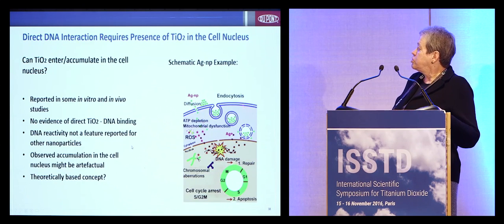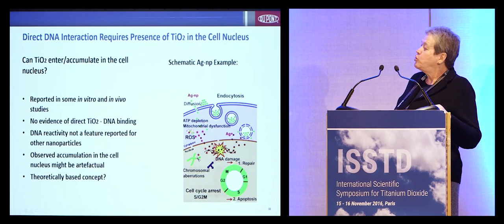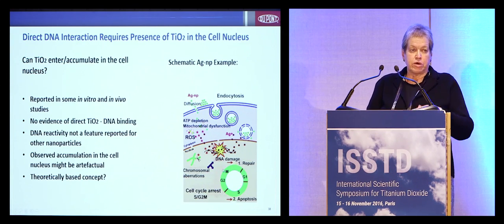This is a cartoon which is really about silver nanoparticles, but it kind of shows how, if you imagine that this would be TiO2, how TiO2 would get into the cell, and instead of having the ionization, you would have the particles actually moving into the nucleus and further down into the cell.